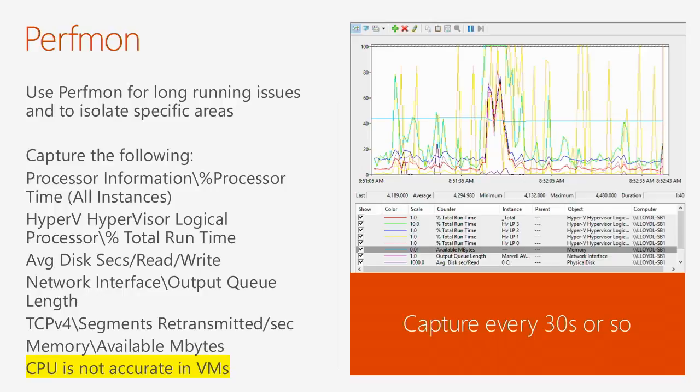The other thing is you must not look at CPU, because the CPU is not accurate in a VM, and that includes Azure, by the way. Whatever you read from the CPU is close to, but usually not exactly corresponding to, what the real CPU usage is. So that's perfmon. Where is it great? You use the capture for a long period of time to see what went on in a system, something that's going wrong maybe at 12 midnight or something. That's where you use it.